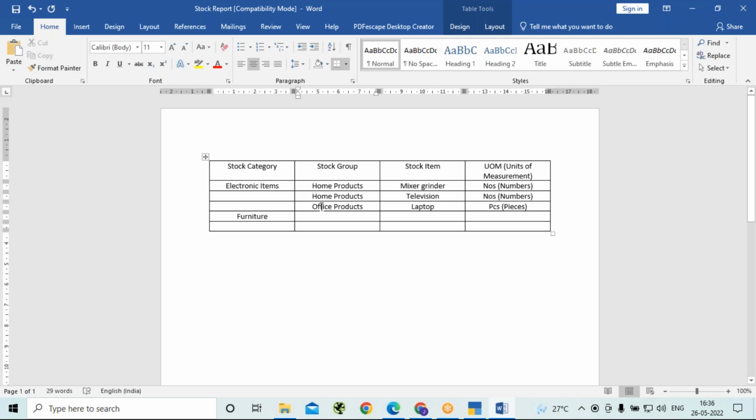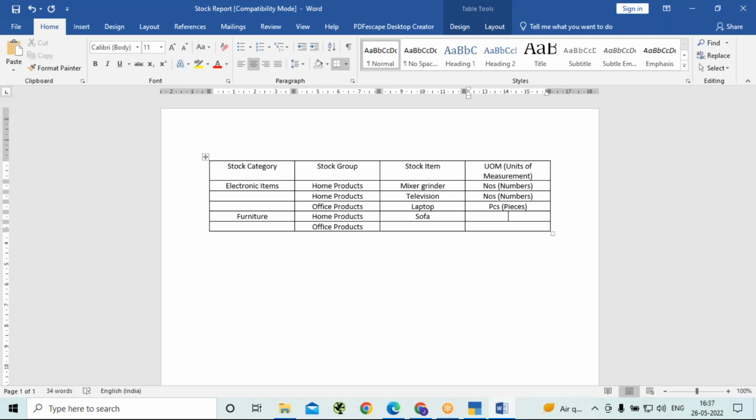So in case it is office product and home product, in the furniture, let me take it as, for example, sofa. And here there are certain items where the measurement of that particular item will be with the package system. Okay, it will be a combo kind of product.